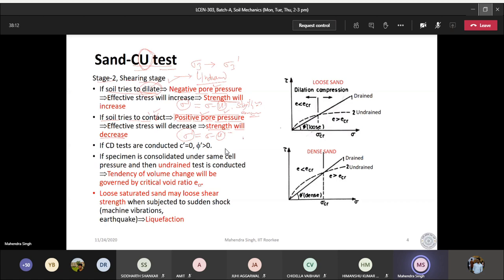Strength, I have been telling you a number of times, is a function of sigma 3 dash. Strength is what can be derived from grain to grain contact, frictional and cohesive forces.